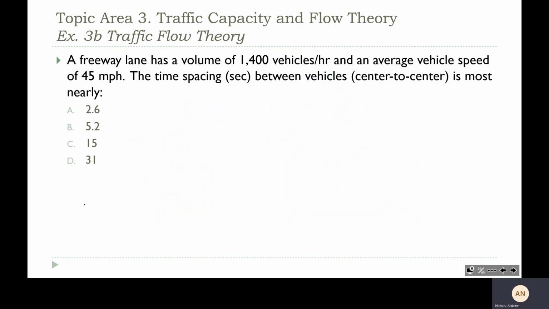A freeway lane has a volume of 1,400 vehicles per hour and an average vehicle speed of 45 miles an hour. The time spacing between vehicles center to center is most nearly what? So what are we given? What's the 1,400? Which variable? What are the units? So it's a V. We don't necessarily know if it's the maximum. It's just the V that happens to be in this particular instance, but it is a V. And we can tell that by vehicles per hour.